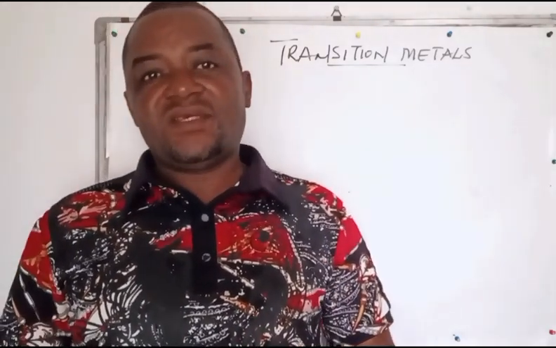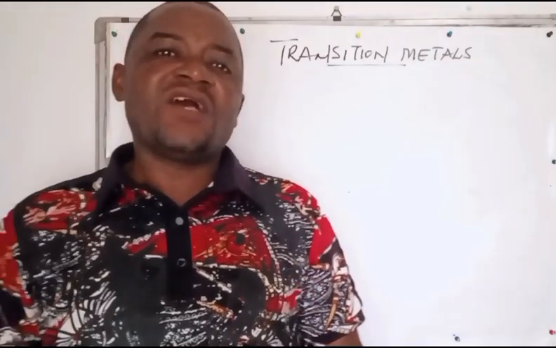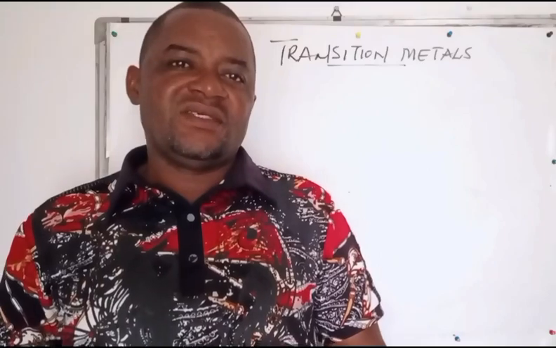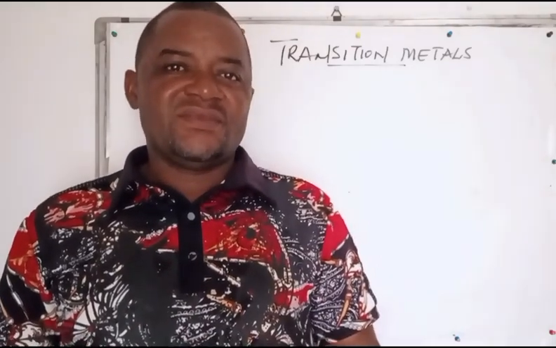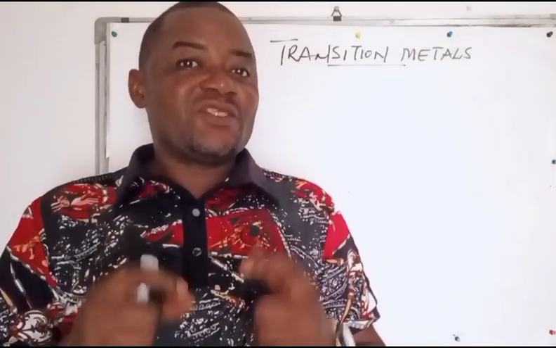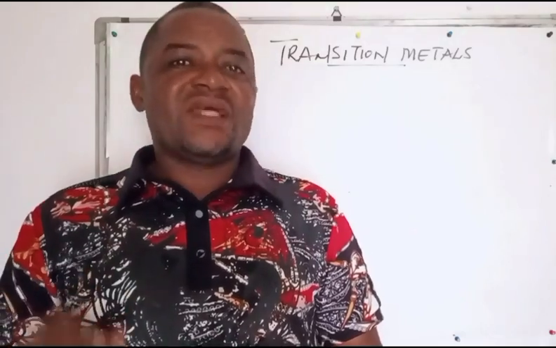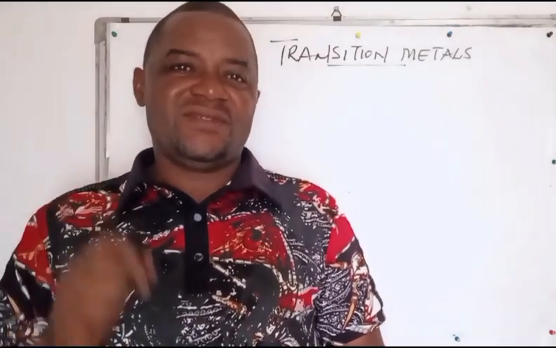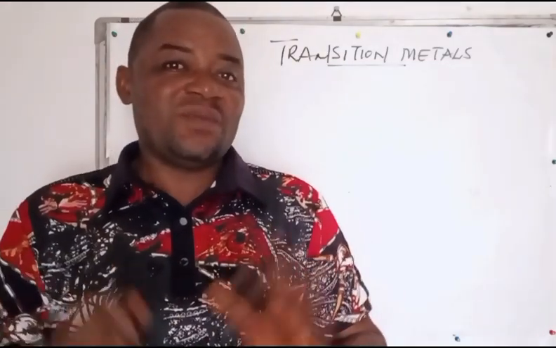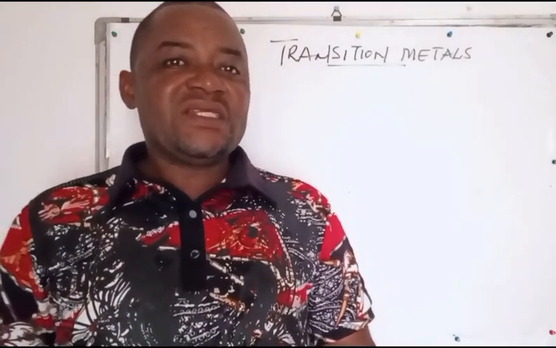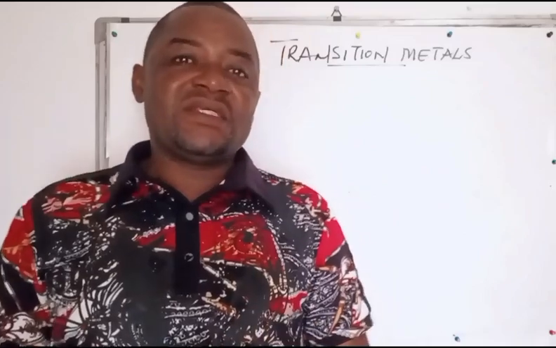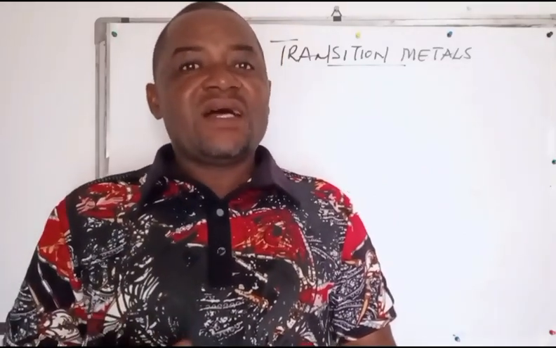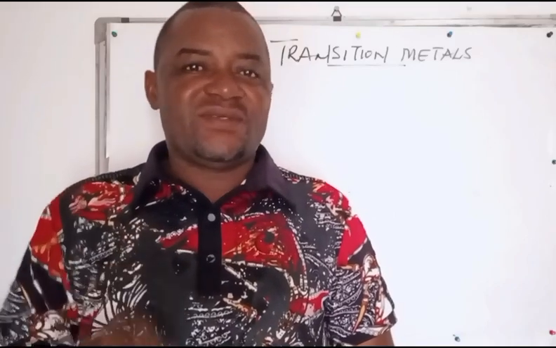What do we mean when we say that transition metals or elements are found in the D block? What that means is that they are elements that possess a D subshell that has partially or incompletely filled electrons. That is all about it. So transition metals or elements are elements that possess a D subshell that has incompletely filled electrons.